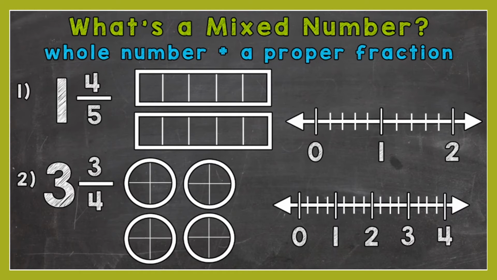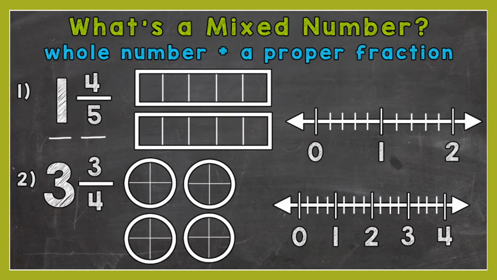So like I mentioned, we have a whole number and a proper fraction. So we have 1 and 4/5. And this particular mixed number represents a value in between one whole and two wholes. So let's model this mixed number and then also place it on a number line in order to help us visualize and really understand what mixed numbers are. And we'll start with the model.